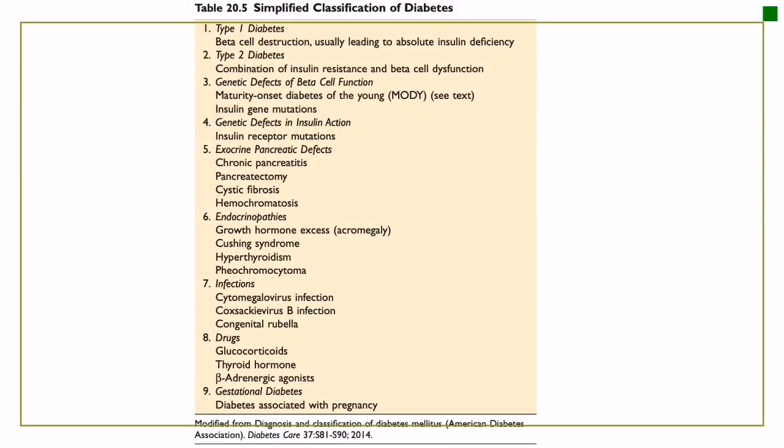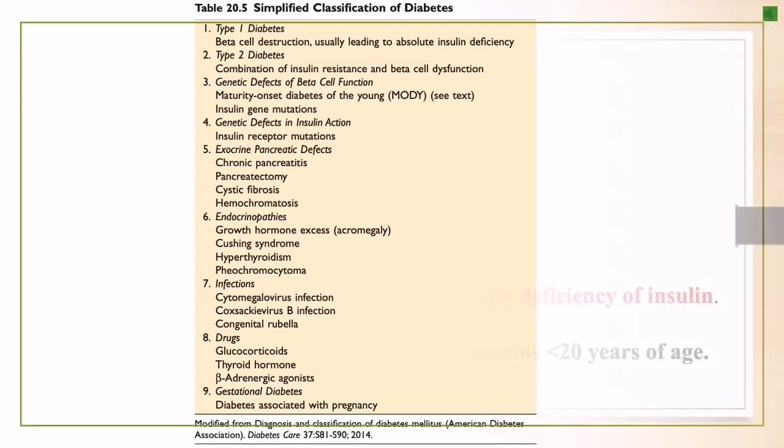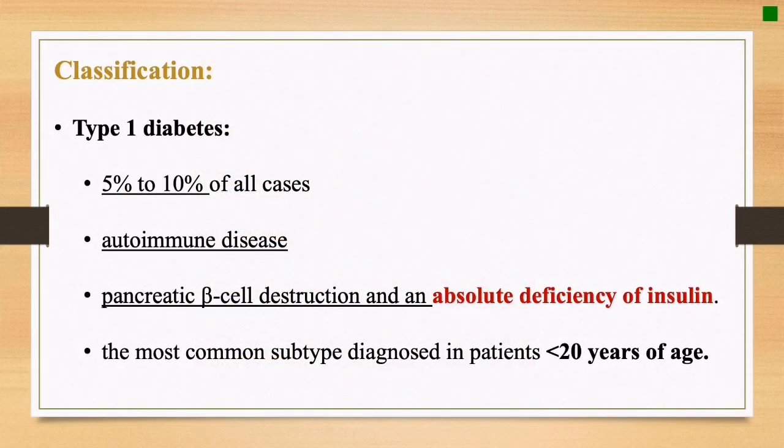This table shows the simplified classification of diabetes, of which we will be discussing type 1 diabetes, type 2 diabetes, gestational diabetes, and pancreatogenic diabetes. Type 1 diabetes accounts for approximately 5 to 10% of all cases. It's an autoimmune disease characterized by pancreatic beta cell destruction and an absolute deficiency of insulin. And it's the most common subtype diagnosed in patients younger than 20 years of age.